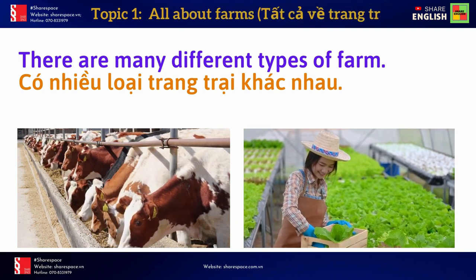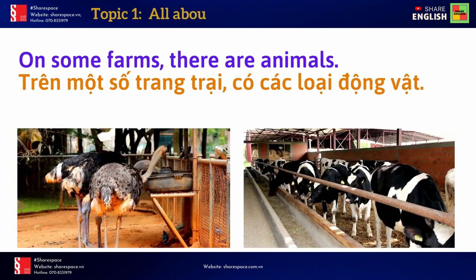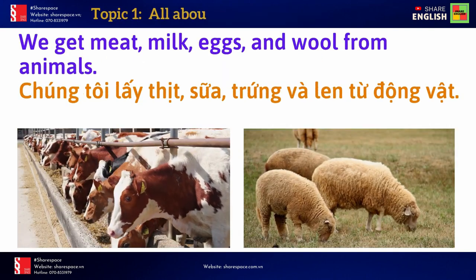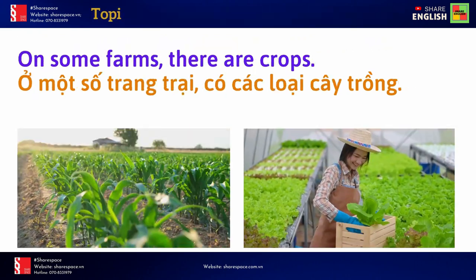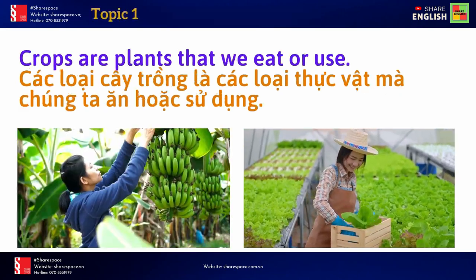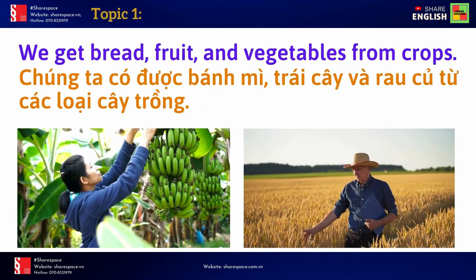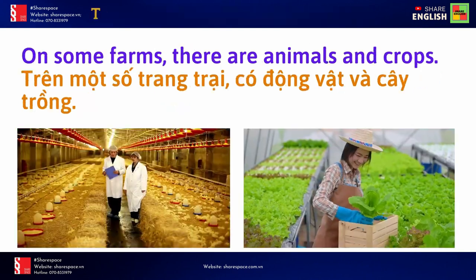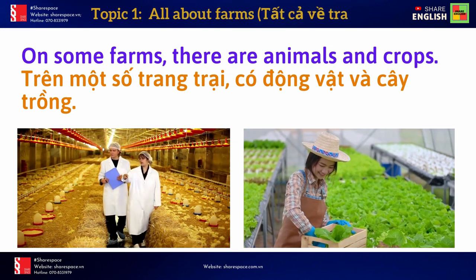There are many different types of farm. On some farms, there are animals. We get meat, milk, eggs, and wool from animals. On some farms, there are crops. Crops are plants that we eat or use. We get bread, fruit, and vegetables from crops. On some farms, there are animals and crops.